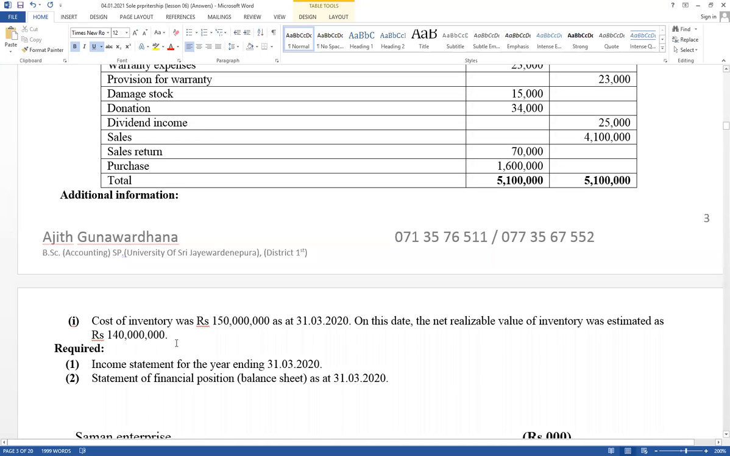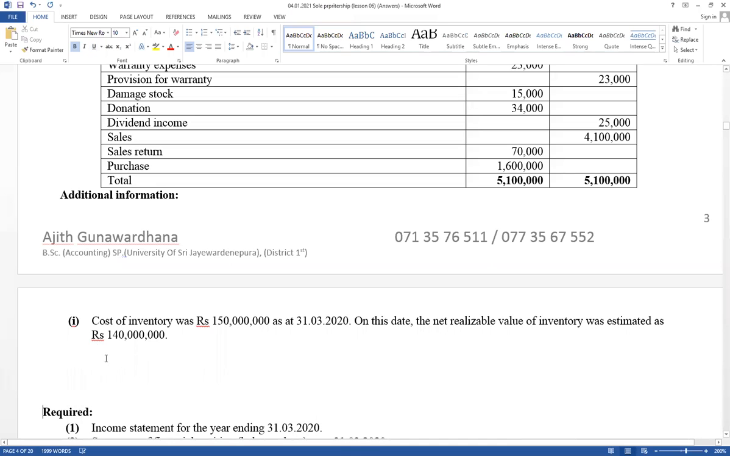And this is the theory. Try to recognize where we have to adjust inventory. Read carefully. There are 3 marks available here. Double entry system should be applied.